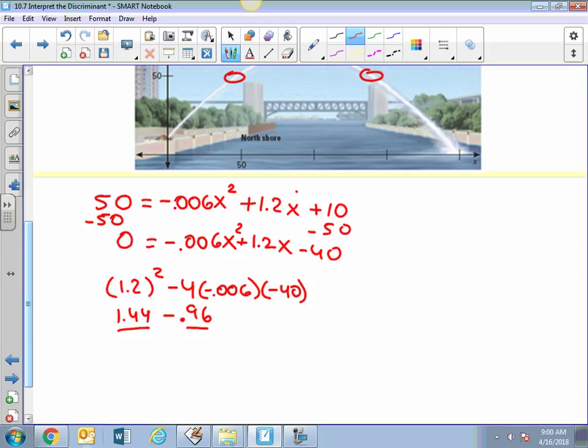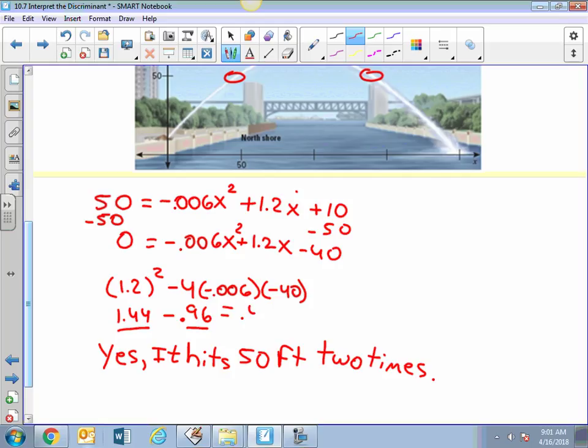So the first question is, does it hit 50 feet? I would say yes, it hits. Not my finest sentence ever, but I am a math major. There you go. So it says yes, it hits 50 feet, and it does 2 times. Since we did get a positive number here, which is 0.48, that would tell us that it hits it, and it does hit it 2 times. And again, you probably look at it and say, well, duh. But in geometry, you'll learn next year that, again, looks can be deceiving.